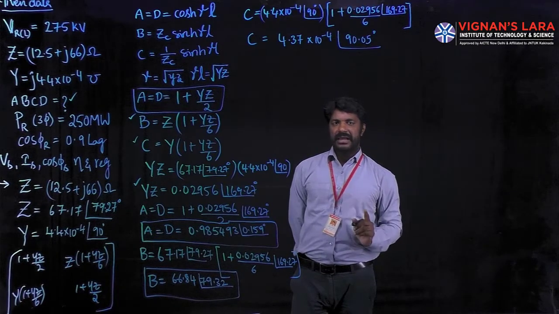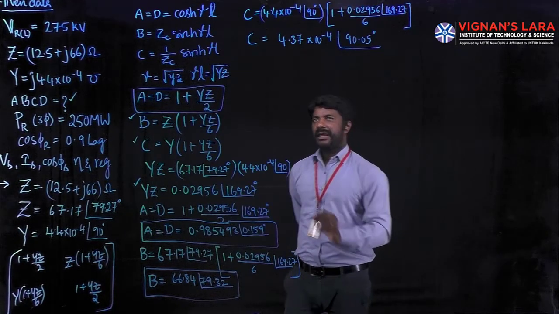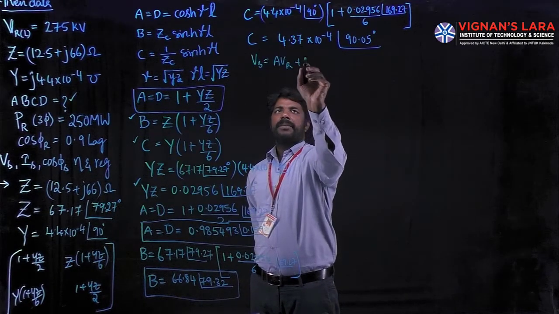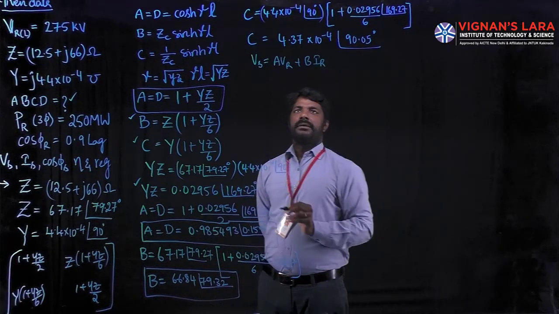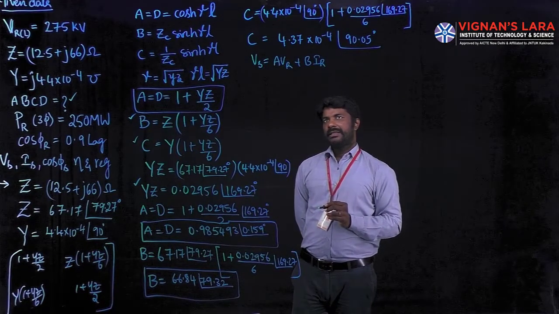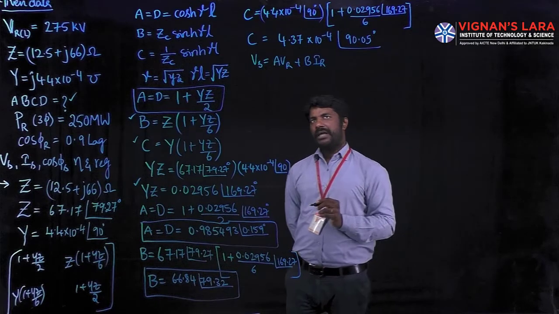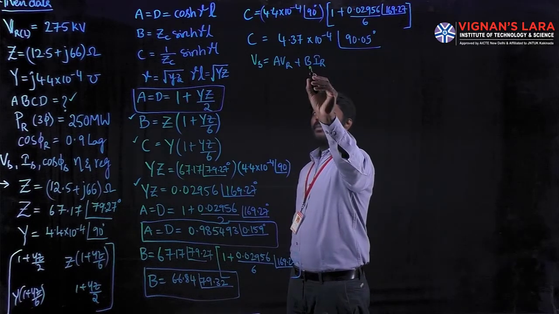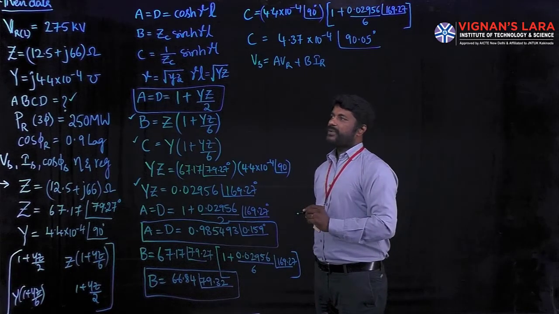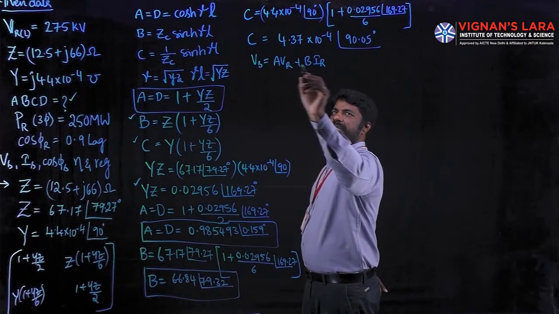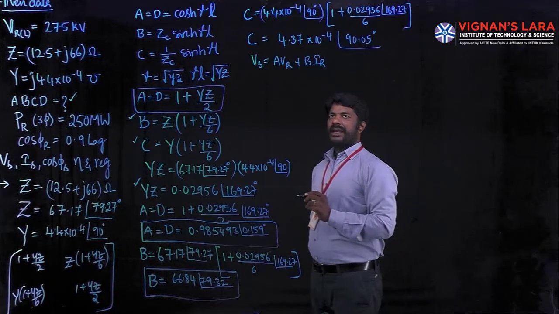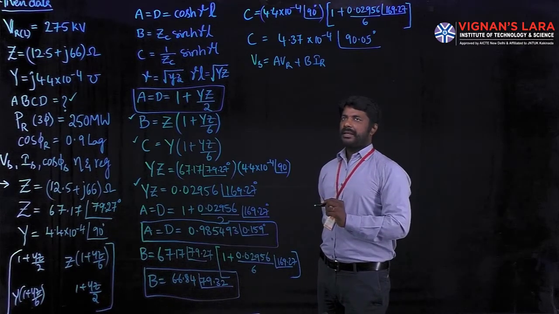ABCD constants are transmission line parameters. Then the performance equations are Vs is equal to AVR plus BIR. Similarly, Is is equal to CVR plus DIR. Here the calculations are required because these ABCD constants are made up of Y and Z. Those Y and Z values are given for one phase, on a per phase basis. Since these are per phase, the receiving end voltage and current VR, IR should also be taken per phase.